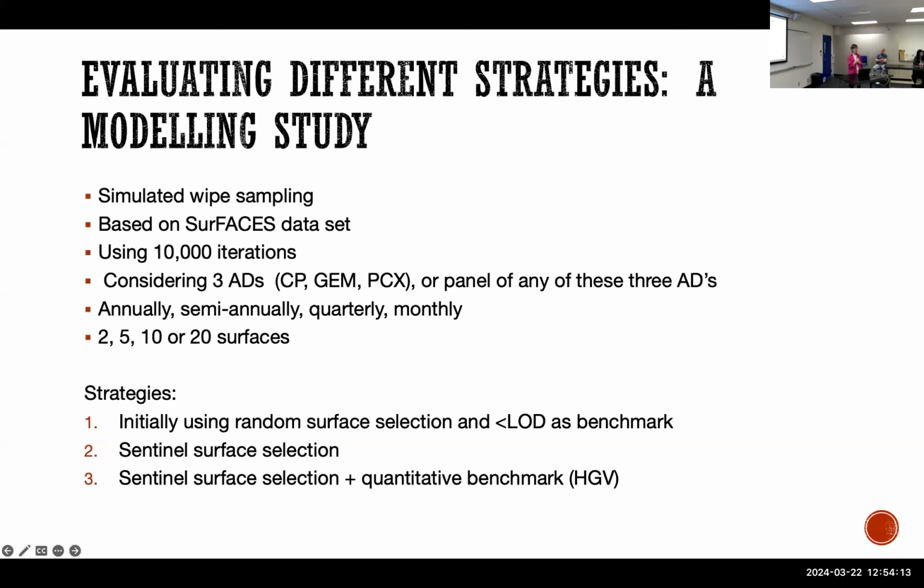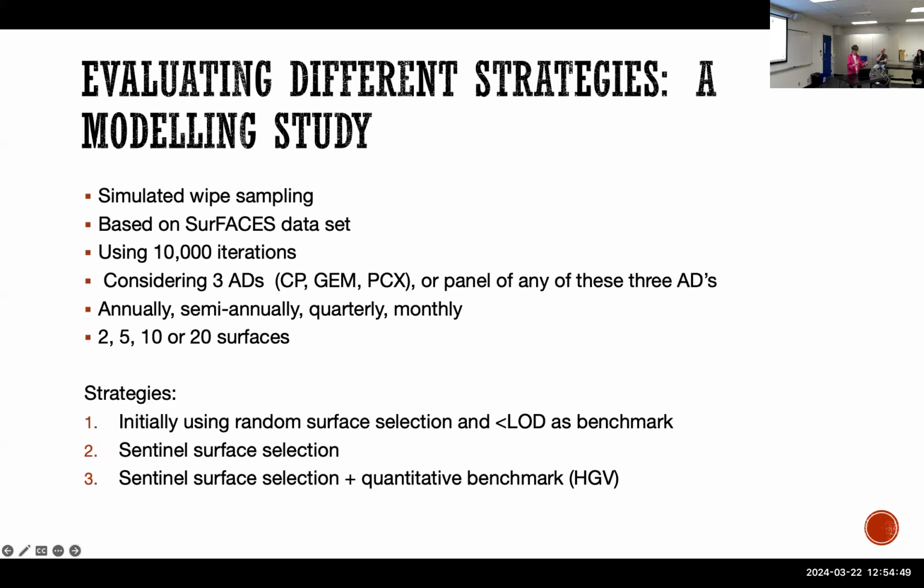It's important to note that we were limited in our study to 3 drugs as a panel, but we really feel that that 3-drug panel should be a minimum. If you can include more drugs, then you gain power by doing that. We looked at different frequencies, so annually, semi-annually, quarterly, and monthly. And then we looked at collecting different numbers of samples. So what's the efficiency, what's the effectiveness when we collect 2 samples, 5 samples, 10 samples, or 20 samples.